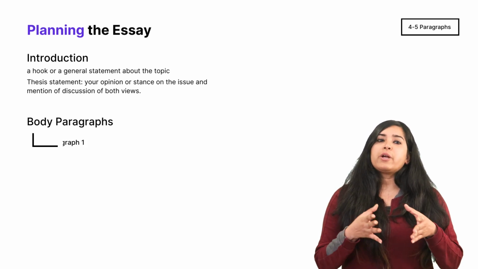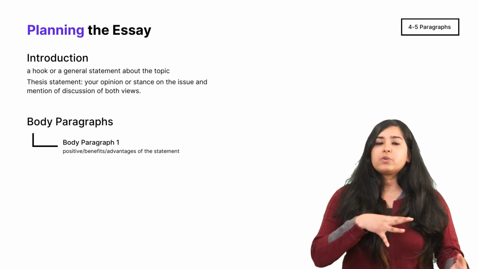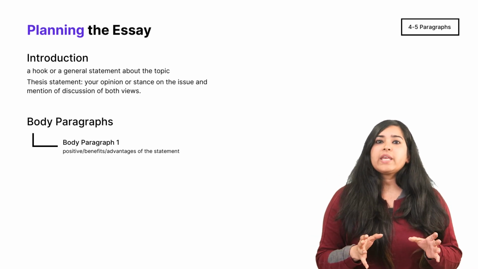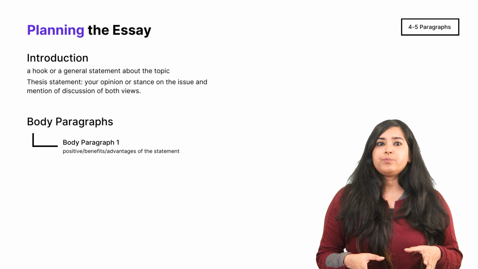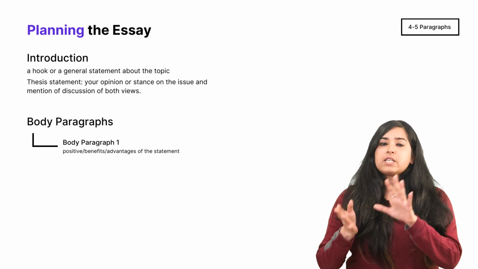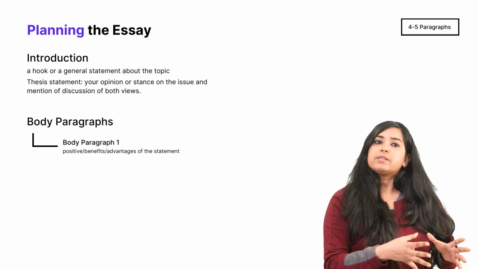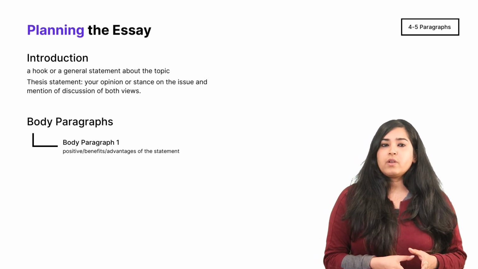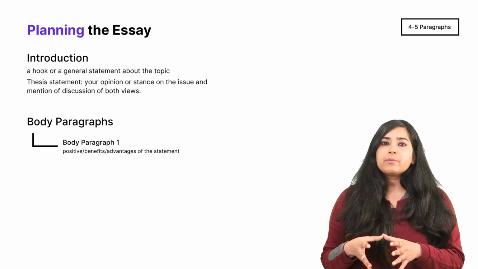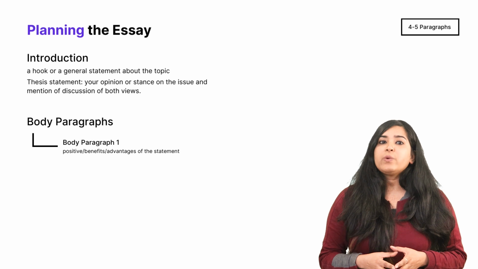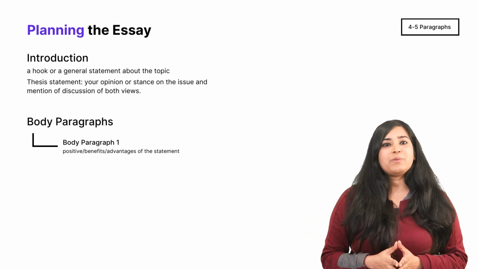Moving on to the body paragraphs. In general, the first body paragraph can give the positives or the benefits or the advantages of the statement. Let's look at what we can add for this question specifically. You can begin with a topic sentence that introduces the first viewpoint, that is, technology has made our lives more convenient. Present arguments and evidence supporting this view. Also include real-world examples or statistics if possible. And don't forget to use linking words to ensure a smooth transition between points.